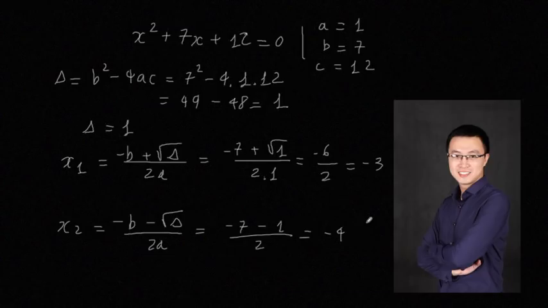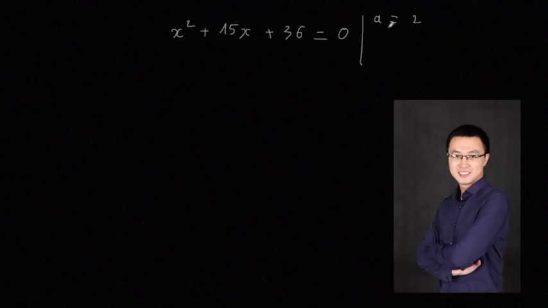And the last one, maybe I will try with a bigger number like this. Okay, but the way is unchanged. A, you got 1, and B, you got 15, and C, you got 36. And then you will apply for delta, but it's not easy to count. Just use your calculator or calculate by yourself.